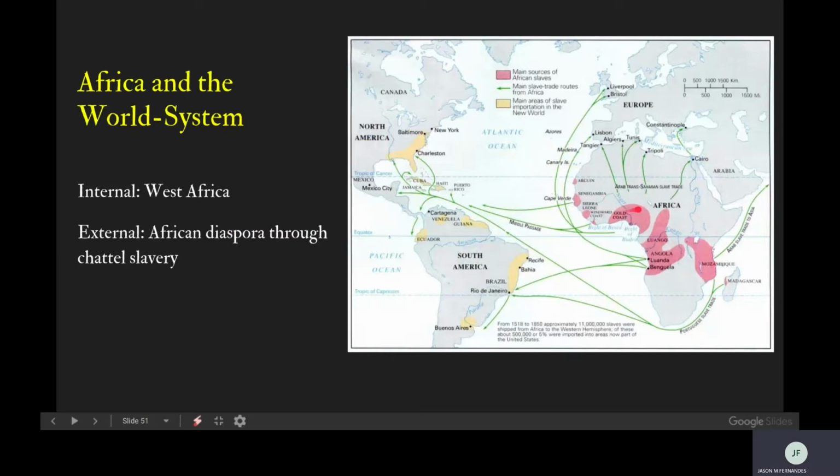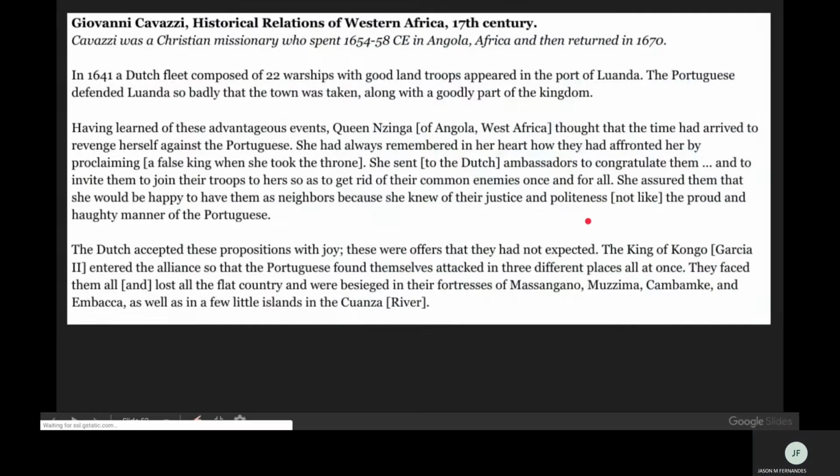So primarily, we'll concern ourselves with West Africa here. And once you have this transatlantic slave trade happening, what does that mean internally in West Africa? And then what does it mean externally with this African diaspora to the Americas, right? And this is a great document to kind of get to the heart of what's happening internally in Africa, right? And in West Africa.